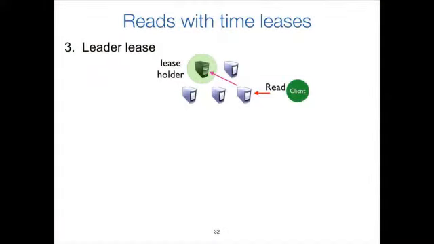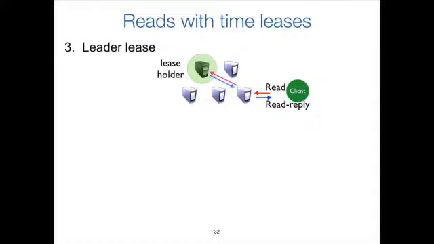In this case, the client can either read directly from the leader or have its closest replica forward that command to the leader and get it back. Obviously, the clients that are co-located with the leader will see very low latency. Other clients will see high latency.